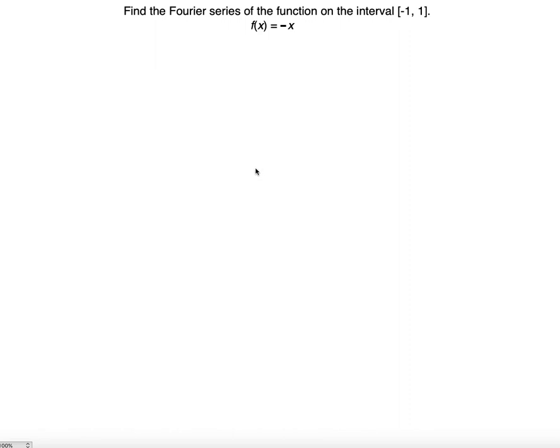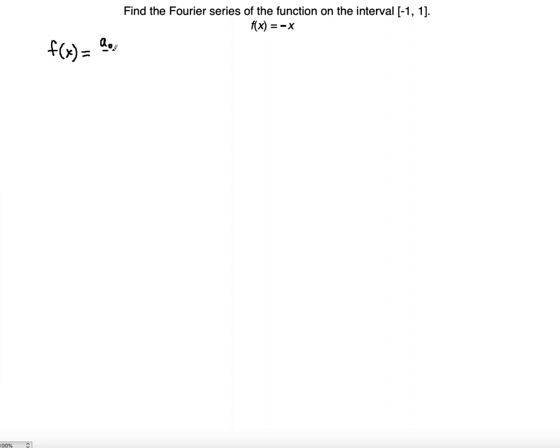In this problem, we need to find the Fourier series of the function on the interval from -1 to 1, and the function is going to be negative x. So the first thing that we're going to do, notice that this interval means that the period is going to be not 2 pi, right? Because from -1 to 1 is precisely a period of 2, not 2 pi.